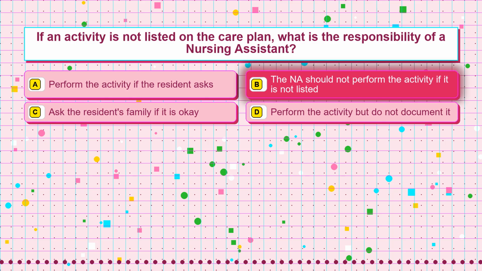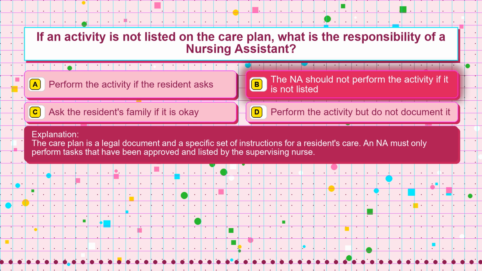The correct answer is option B. The NA should not perform the activity if it is not listed. The care plan is a legal document and a specific set of instructions for a resident's care, and NAs must only perform tasks that have been approved and listed by the supervising nurse.